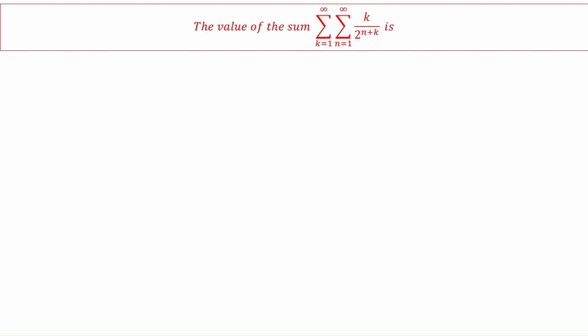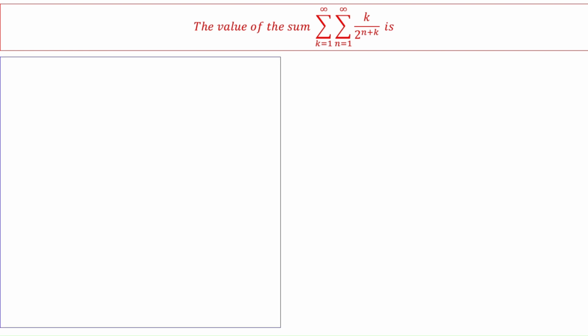The value of the sum sigma k equal to 1 to infinity, sigma n equal to 1 to infinity, k by 2 to the power of n plus k. Okay, we need to find this one. First thing we have to do is, the term given is k by 2 to the power of n plus k. So first thing, you separate the nth term and kth term into a product of two numbers. That will make things easy. How can we do this?